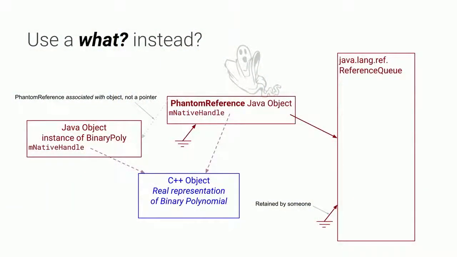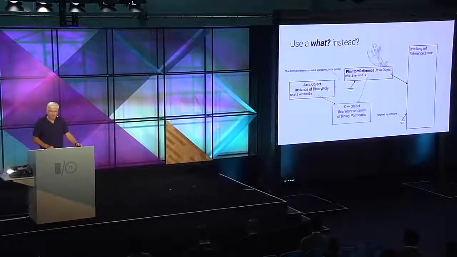So what should you use instead? Well, I mentioned these phantom references. So what are they? A phantom reference is shown here with the ghost next to it. It's an object that's associated with the object whose lifetime you want to monitor. So it doesn't actually point to or refer to the binary poly object that we want monitored and then cleaned up after. You can sort of think of the phantom reference as the last will and testament of the Java object. It tells you how to clean up the object once the Java object dies.